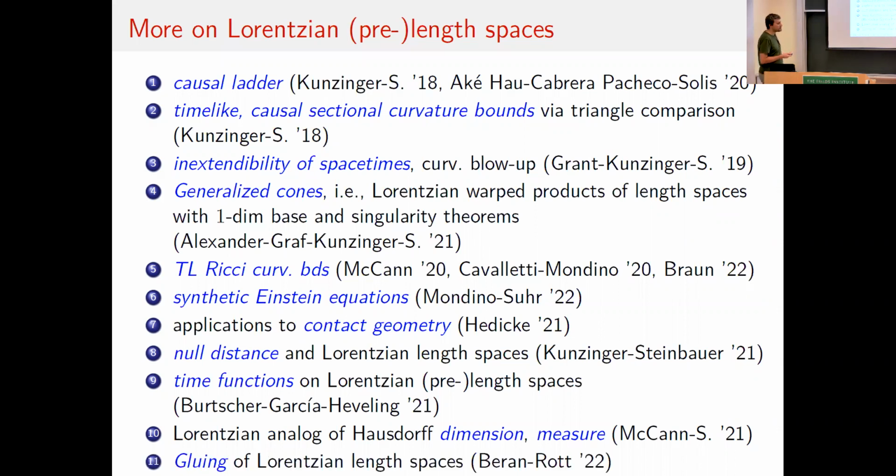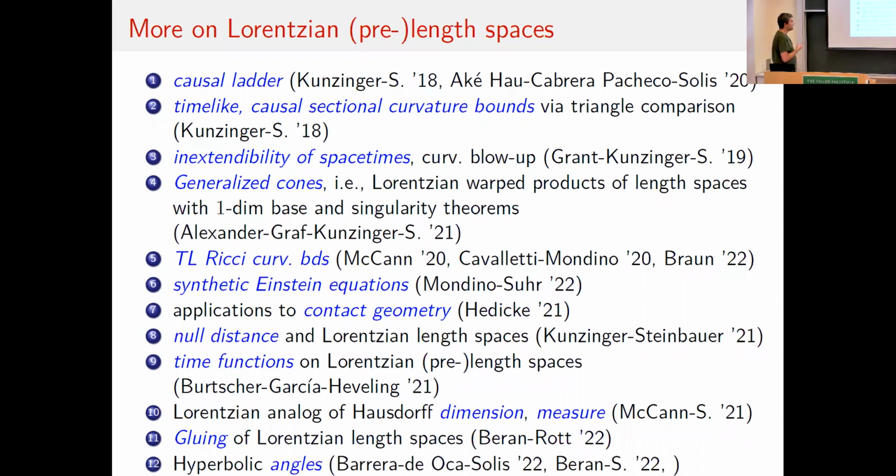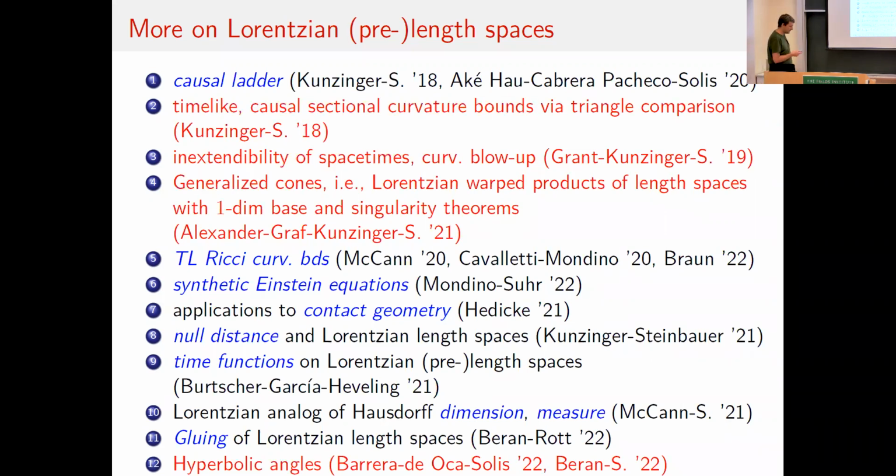An important construction in metric geometry is gluing of spaces, and two colleagues, Tobias Beran and Felix Rott, did that recently. And finally, we introduced angles and angle comparison into this sphere, which again in metric geometry is really an indispensable tool. Also, more or less simultaneously, Barrera, De Oca, and Solis had a similar approach. And I will, in this talk, focus on the curvature bounds via triangle comparison, briefly outline this application to inextendability of spacetimes, tell you about the generalized cones and the hyperbolic angles.